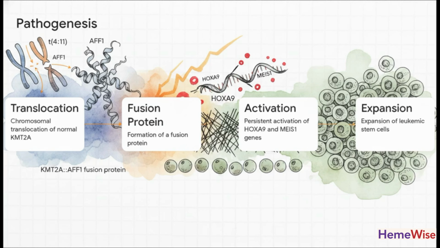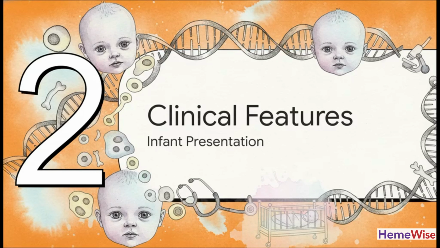It persistently activates the HOXA9 and MEIS1 genes, completely blocking normal B-cell maturation. The hematopoietic stem cells literally get frozen in this primitive state, which causes a massive expansion of leukemic blasts. And because this fusion is such a powerful driver all on its own, these leukemias usually carry a surprisingly low secondary mutational burden. Moving on to Section 2, clinical features and epidemiology.